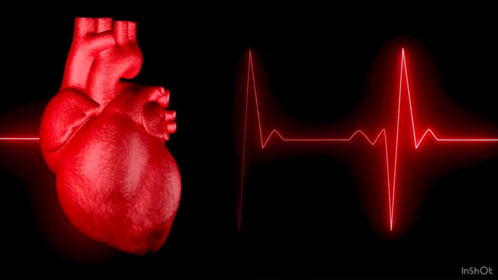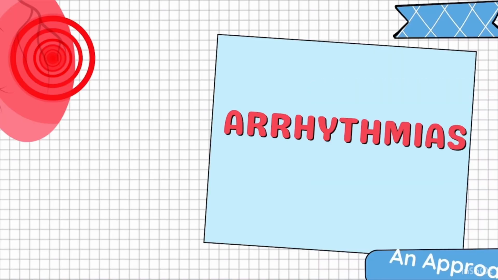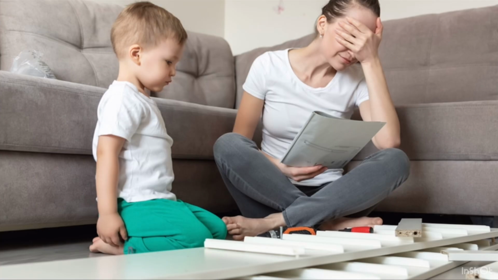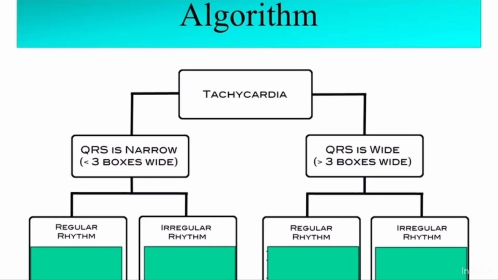Today, we're taking on tachyarrhythmias, those sneaky arrhythmias with a heart rate of 100 beats per minute or more. But don't worry, just like assembling IKEA furniture, but easier, we'll break them down step by step. There are two important steps when approaching EKGs with tachycardia rhythms.